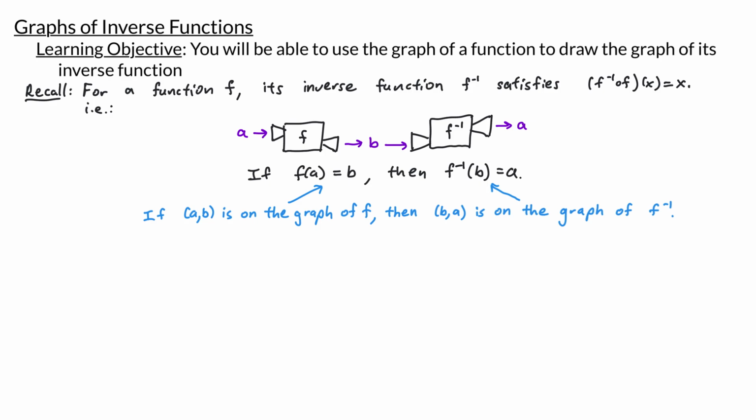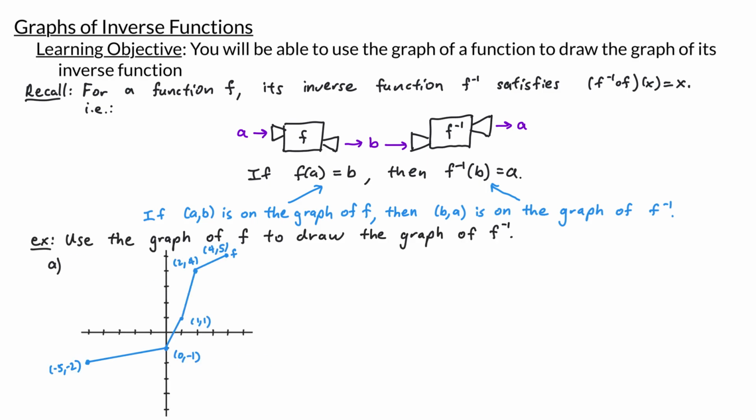Using this fact, we can draw the graph of f inverse using the graph of f. All we have to do is take each point on the graph of f, flip the x and y coordinates to get the corresponding point on the graph of f inverse. Let's take a look at an example.